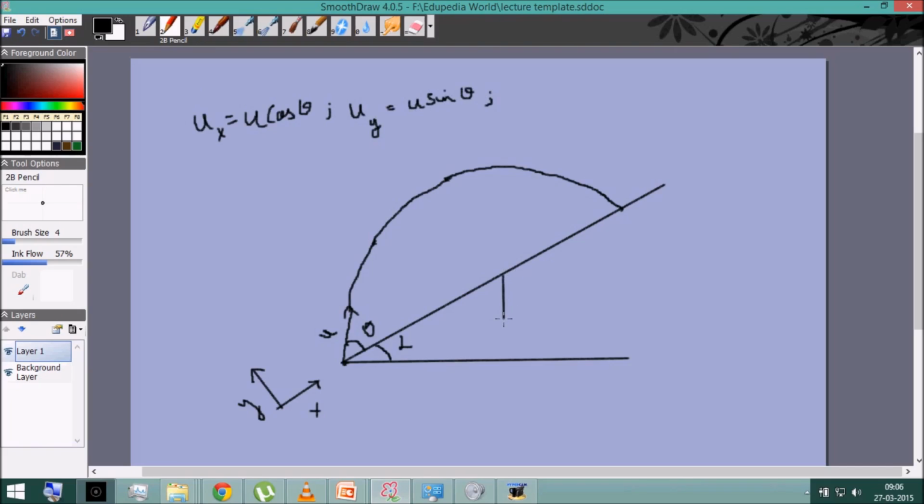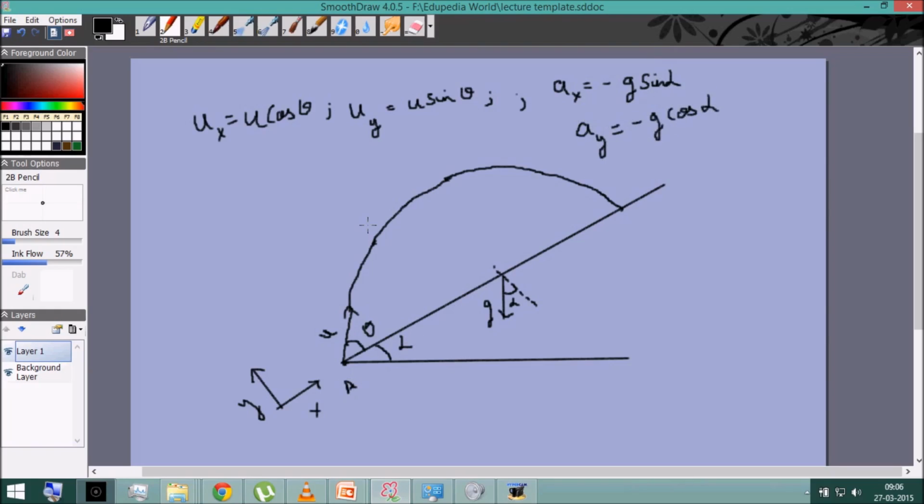ax and ay change. So let's see that. This is the acceleration due to gravity. And since this angle is alpha, this angle is 90 minus alpha, so this angle is also alpha. So we see that the acceleration in the x direction is minus g sin alpha, and ay is minus g cos alpha.